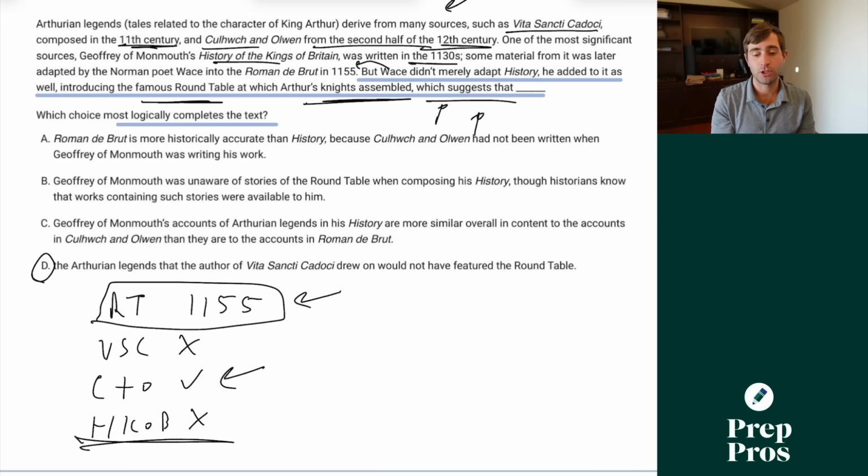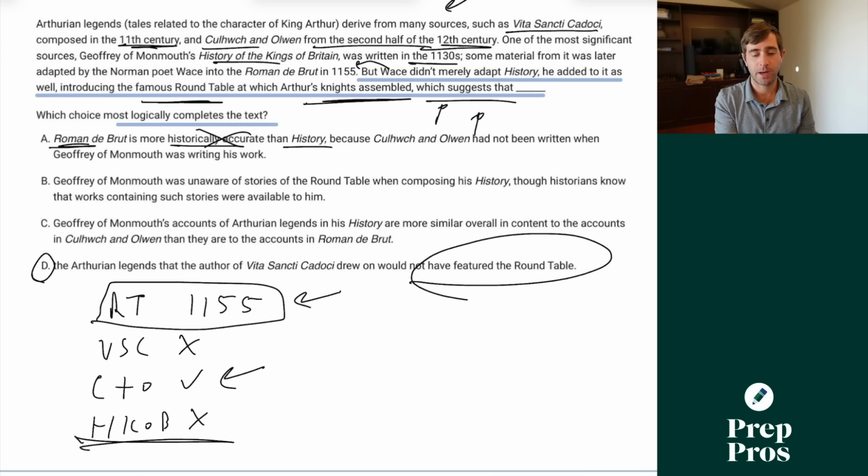The Arthurian legends that the author of Vita Sancti Cadoci drew on would not have featured the round table because it was first introduced in 1155. Now we can still identify why all the other ones are wrong. A, Roman de Brut is more historically accurate than History. Well, this doesn't make sense because these are basically Arthurian legends. We never talk about historical accuracy either, so we can eliminate that.